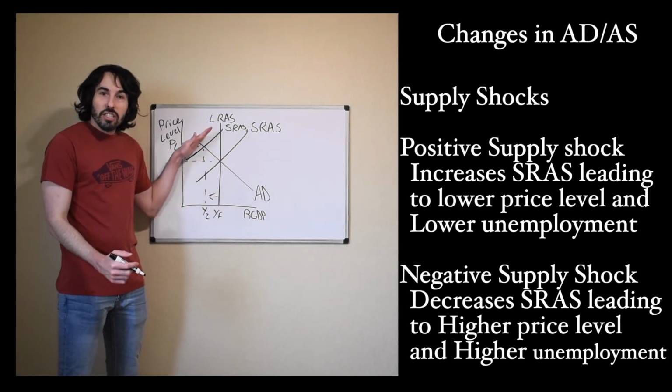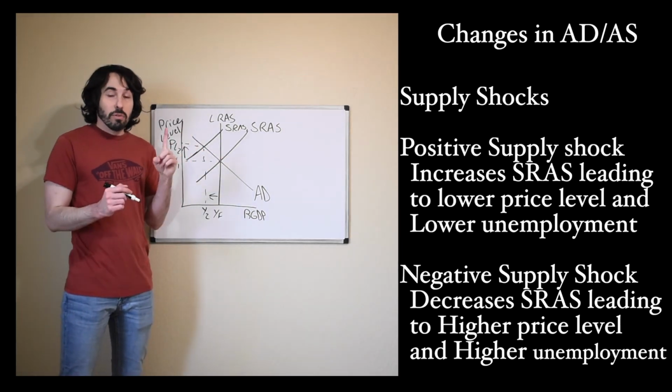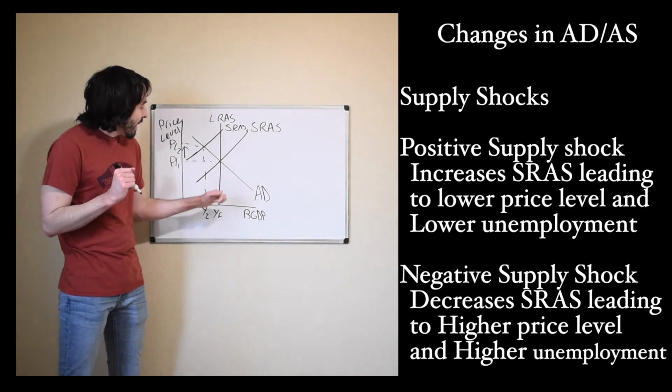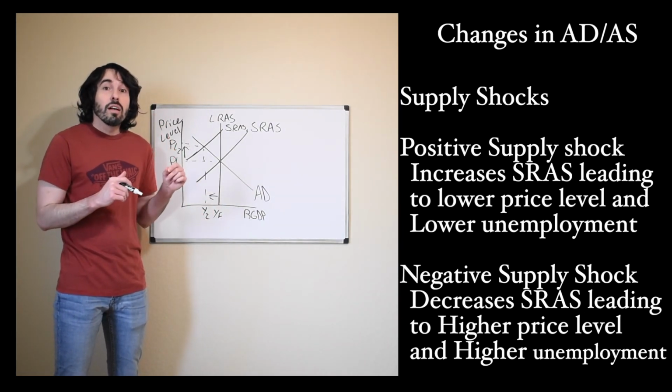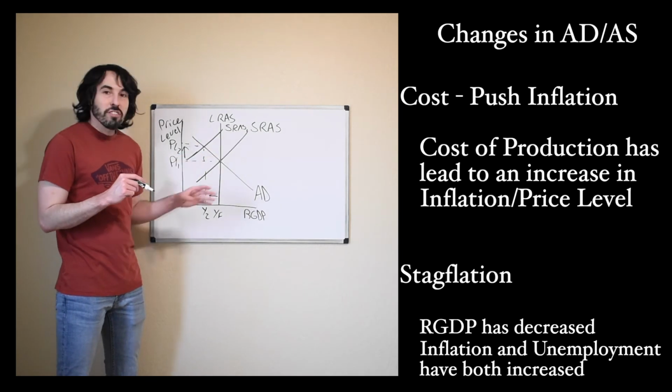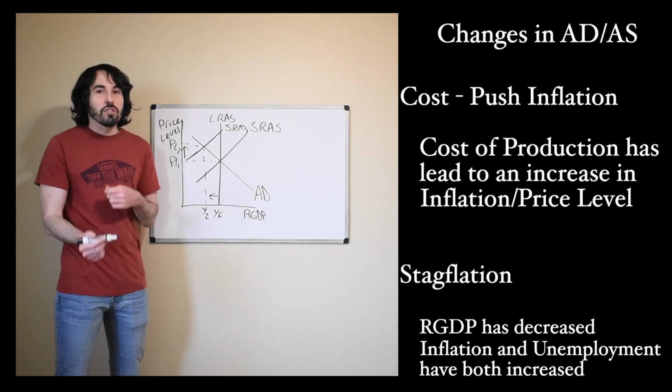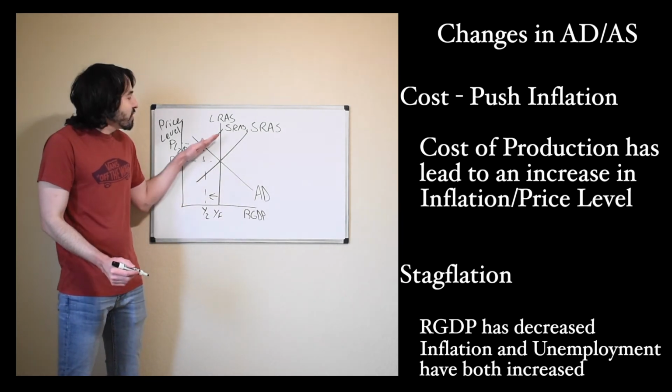So a negative supply shock has led to an increase in the price level, so inflation is higher, and our real GDP has decreased, so our unemployment rate is higher as well. This is called cost push inflation. The cost of producing goods and services has caused inflation to occur.